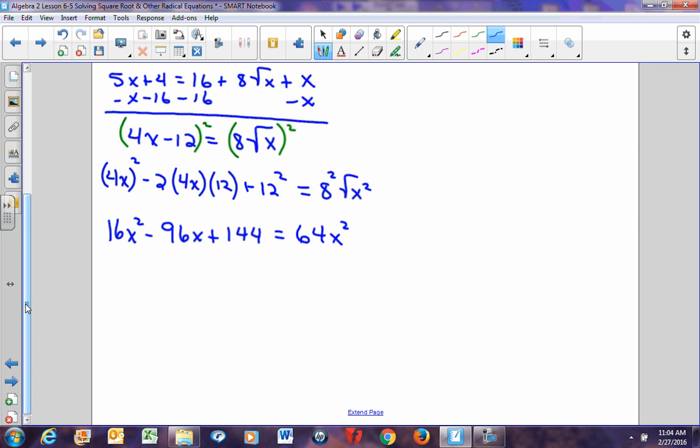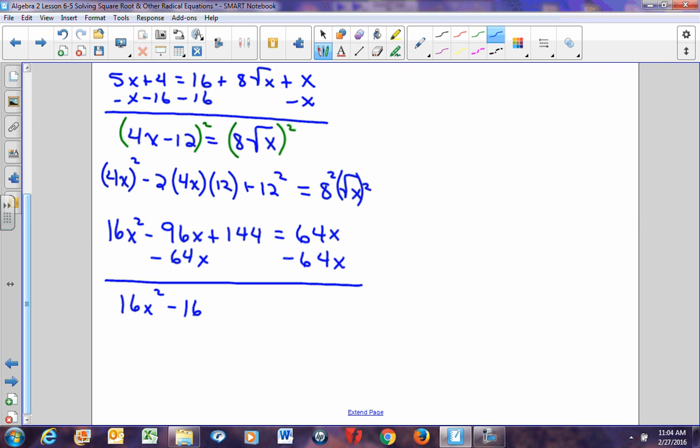This is the square root of x squared. Sorry. 64x. There we go. Now, I have to simplify and set everything equal to 0. So subtract 64x. How do I know that? Because I've got a quadratic equation. Okay, so now I have 16x squared minus 160x plus 144 equals 0.